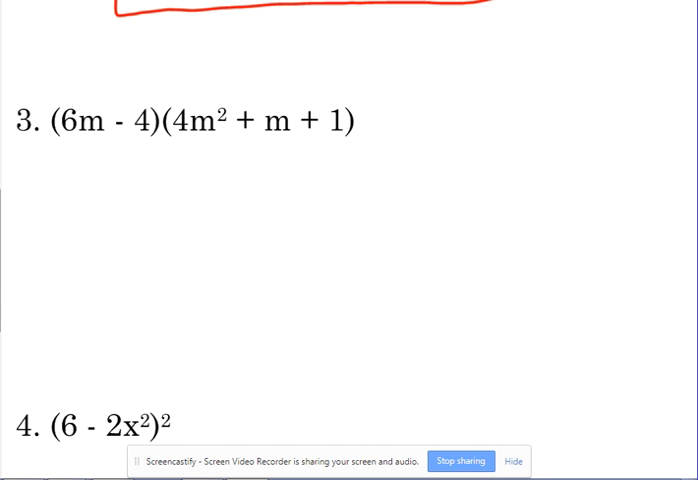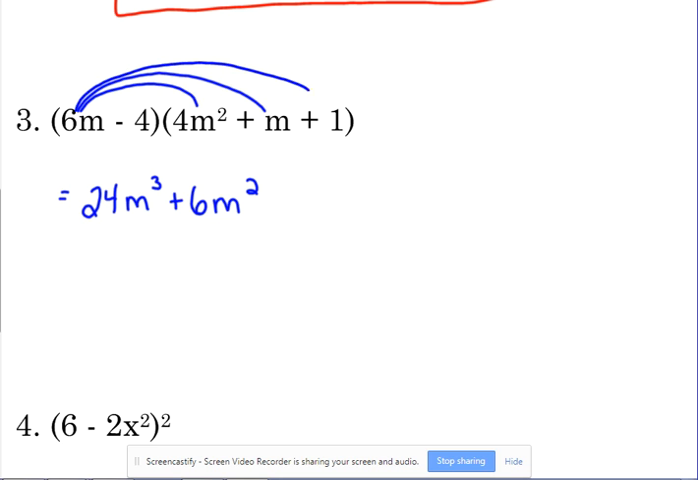Okay, we distribute the 6m to everything. So 6m times 4m squared. 6 times 4 is 24. M times m squared is m cubed. 6m times m plus 6m squared. 6m times 1 plus 6m.